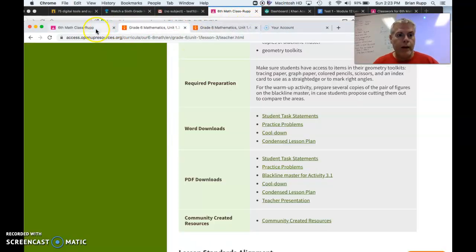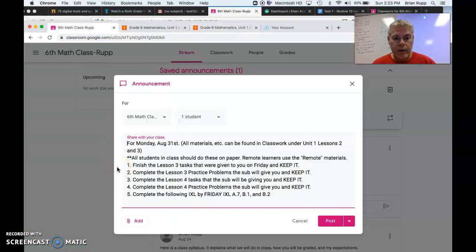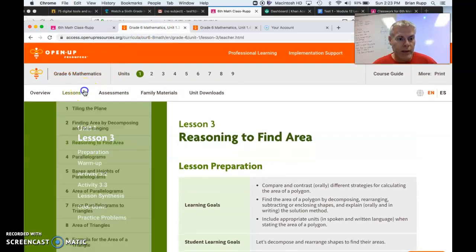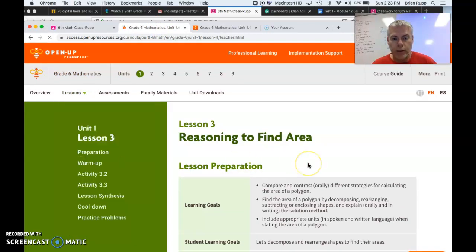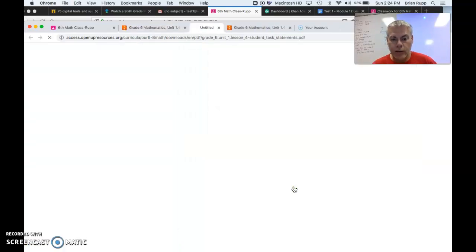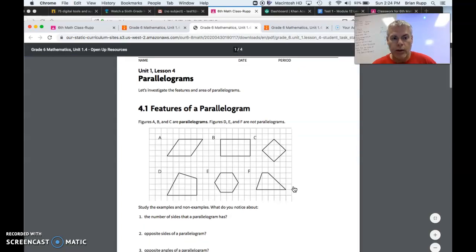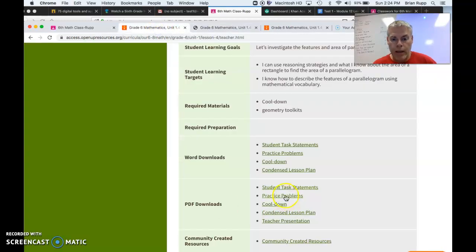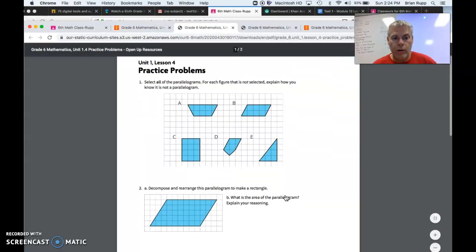When you're done with that, let me go back here to the announcements. So you've done the lesson 3 tasks and lesson 3 practice problems. Then you may move on to the lesson 4 tasks and the lesson 4 practice problems. I'll give you a quick view of what those look like as I go to my textbook. The lesson 4 tasks look like this to begin with. This is what the first set of problems looks like. And the practice problems over lesson 4 look like that.